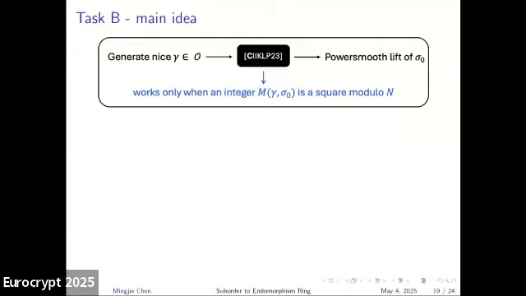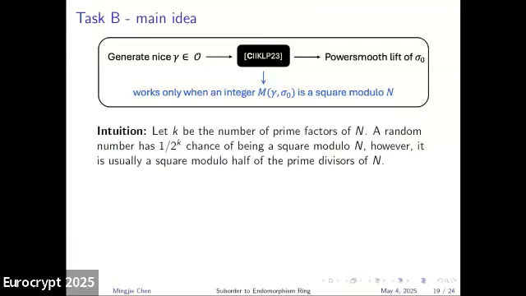And then through some algorithm, they produce a power smooth lift of sigma 0, so the initial endomorphism. And this only works when an integer, which is related to gamma and sigma 0, is a square modulo n. Suppose the number of prime factors of n is k, then a random number has chance 1 over 2^k of being a square modulo n.